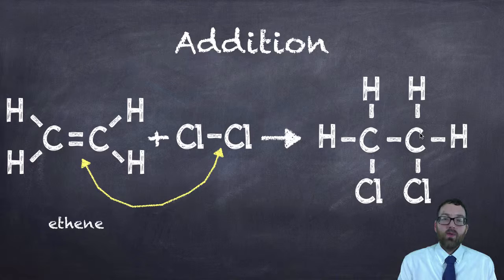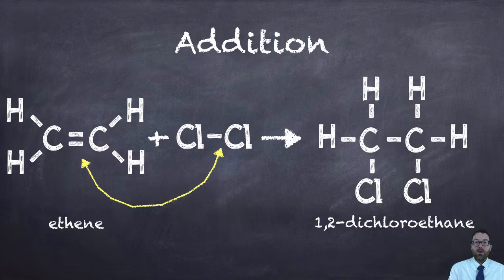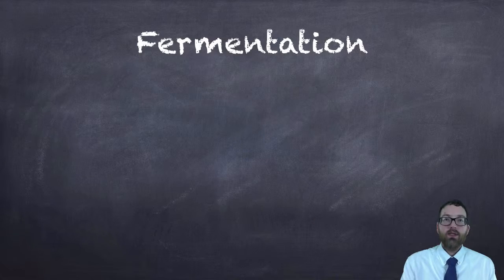Another way to tell the difference between substitution and addition is that in substitution you always had two products. One thing swapped out for another, but it reacted with the other reactant. We ended up with two products. In addition, we only have one product. So that's one way to tell them apart. Also, substitution is always saturated compounds reacting, and addition is always unsaturated compounds reacting. So there's my product. This would be named 1,2-dichloroethane.